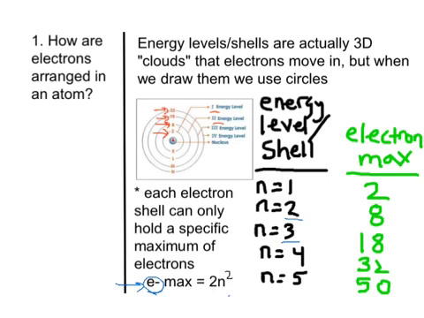Now we're going to see how electrons are further organized. So we have shells around the nucleus, but we also have what are called subshells. So it gets a little bit more complicated. So let's take a look.